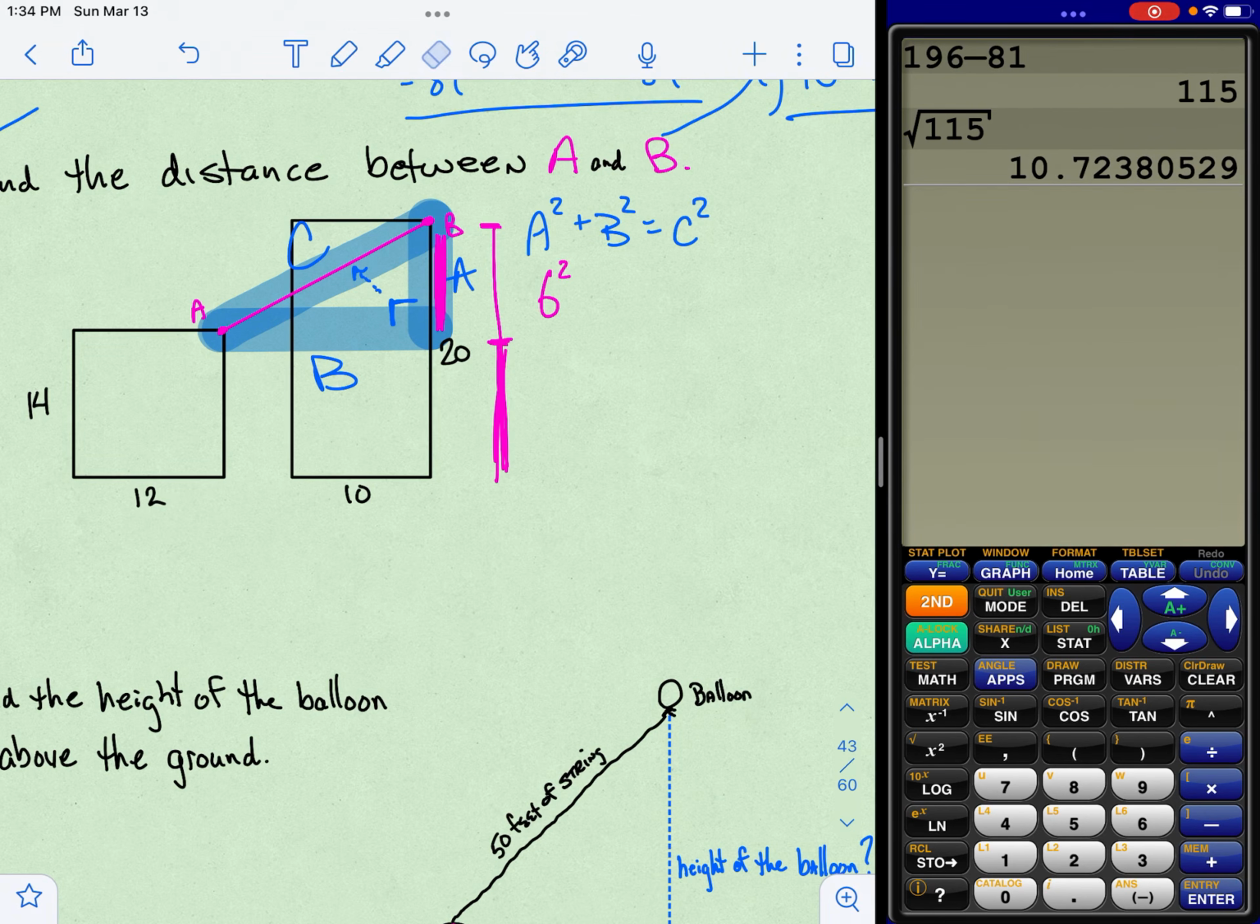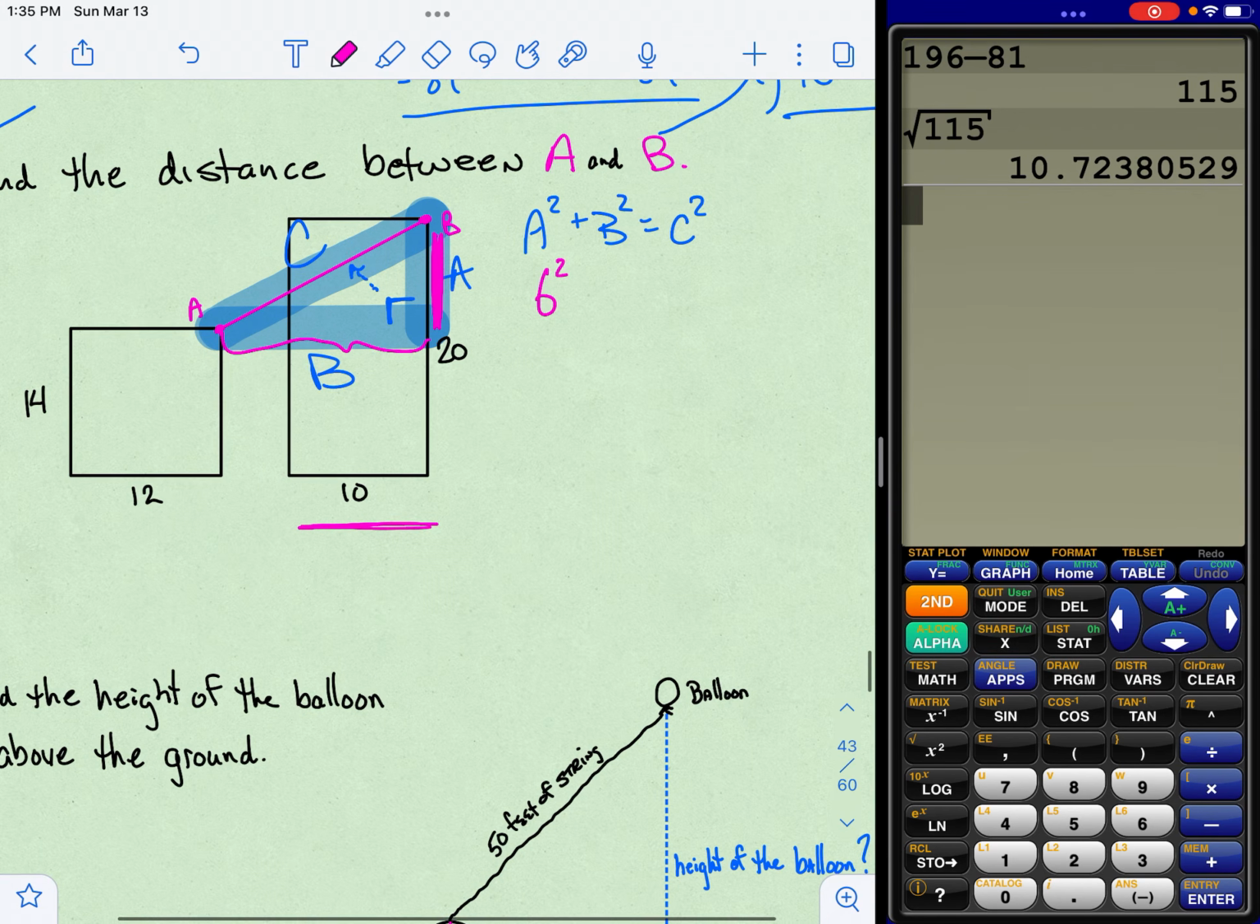Now, in a similar manner, let's declutter this a little bit. In a similar manner, I need to know the distance from, well, here to here. Okay, let's do that again. Here to here. And I have part of that distance, 10, but I need this part, all right?